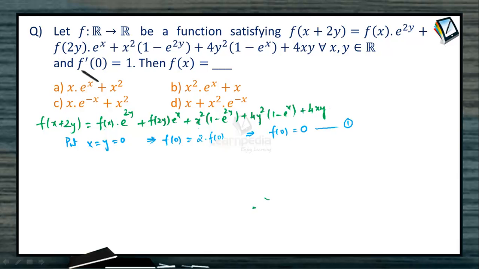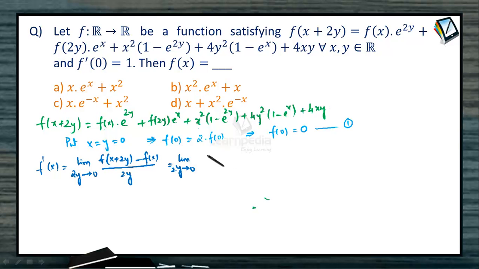Now, as we know the function's derivative at 0, let's first calculate what is f'(x). Then by definition this is the limit as h tends to 0. Remember that I am treating h as 2y. Then the limit as 2y tends to 0 of (f(x + 2y) − f(x)) / 2y. As we have an expression for f(x + 2y), let's replace that expression given to us.